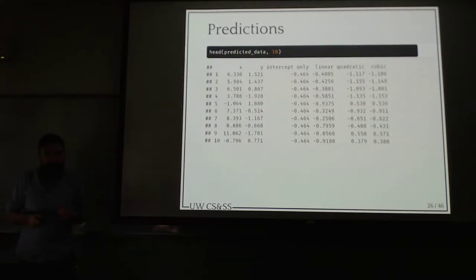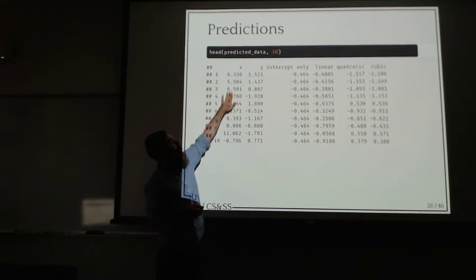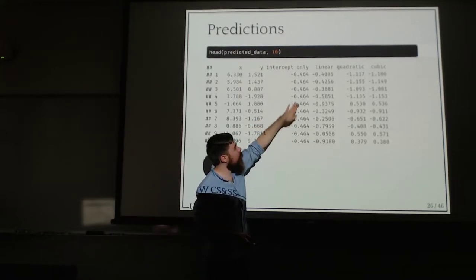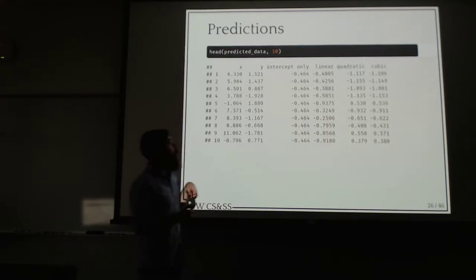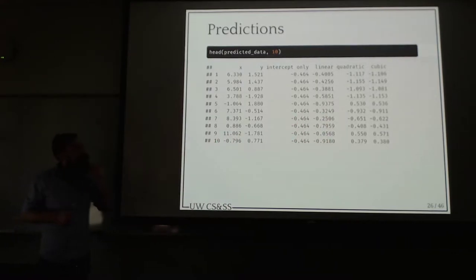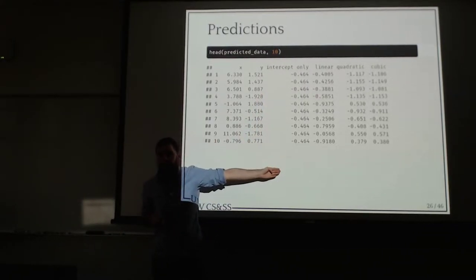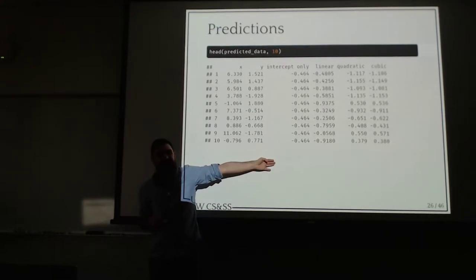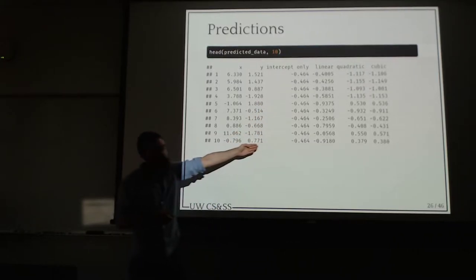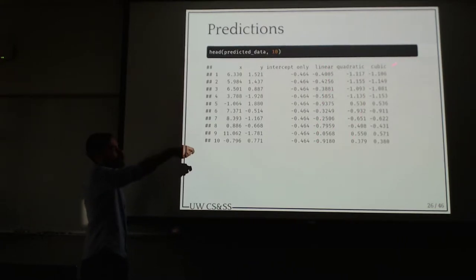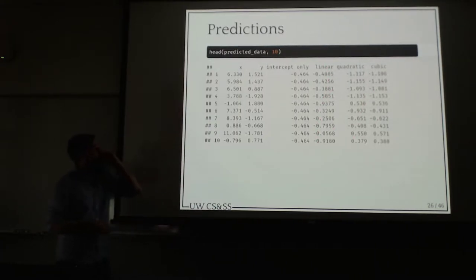It looks like this. So that loop, we started with the x and the y values. These were our simulated data. That loop then created four new columns of predicted values: intercept only, linear, quadratic, and cubic. Okay? Intercept only, you'll notice, has the exact same number for every one. Do we know what that number is? Yeah, it's the mean of y, right? Negative 0.464. It doesn't vary, it's a constant. The other ones actually have values that depend on values of x. These are all predicted values.